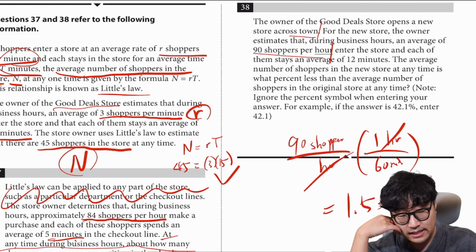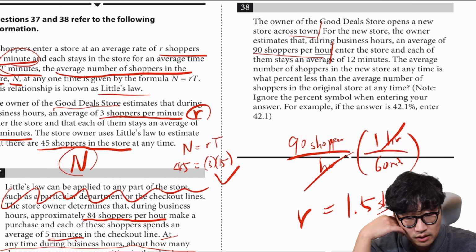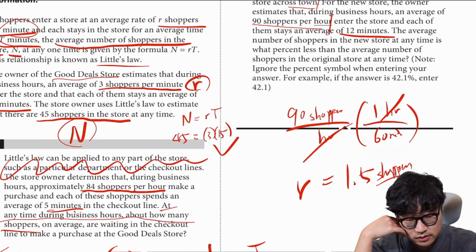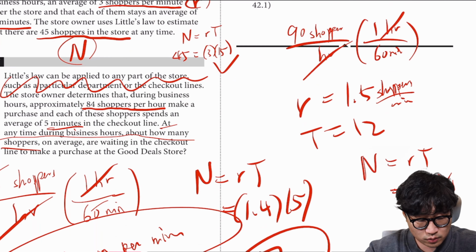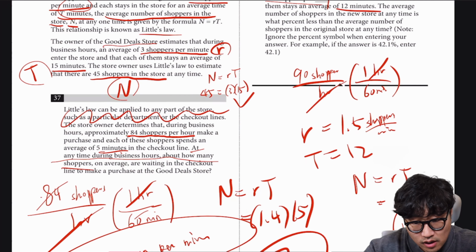And now I like that. That's going to be your R. And then stays for 12 minutes. So T is equal to 12. Okay, so let's find the N now. N is equal to RT. So R is 1.5, T is 12, so that would be 18. Is that the answer? I don't know.